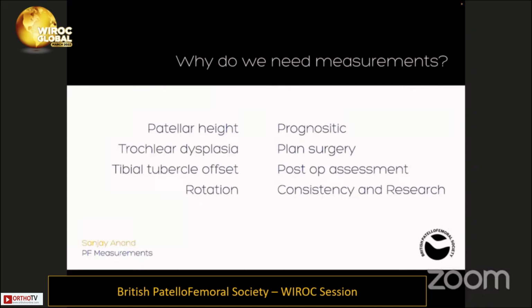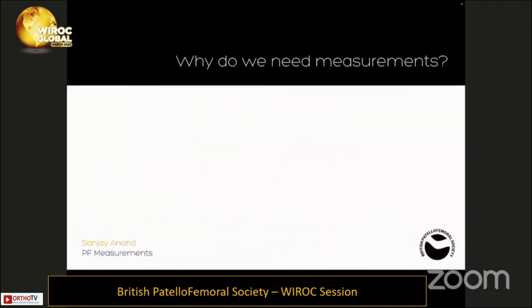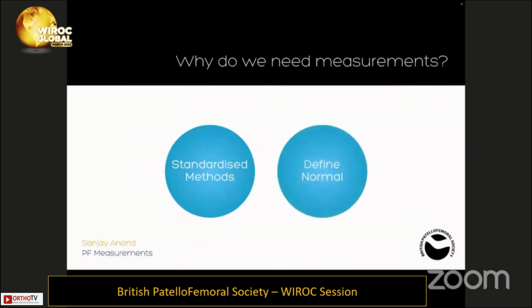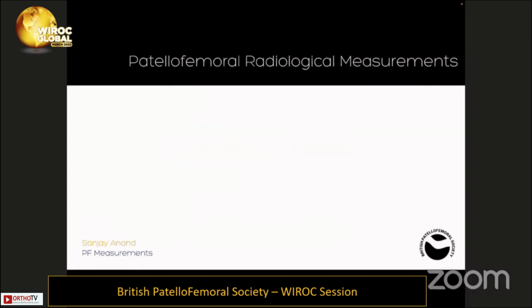I think the key thing for any measurements is we need consistency to allow comparisons to be made, to allow normal data to be accrued, and for research purposes as well. But as you'll see, there is no ideal method for any of the measurements that we do. So there's a real push now to try and standardize these methods to allow us to develop a normal range of measurements for particular patients, so we can advise them further and plan prognostically and surgically.